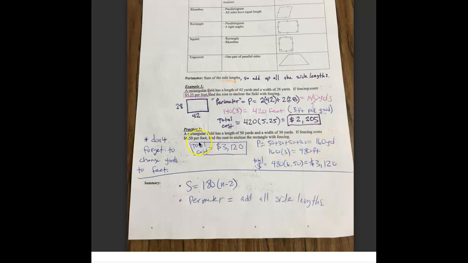And again, the price they gave me was per foot, so I have to change yards to feet by multiplying by 3. Got 480 feet, and then 480 feet times 6.50 is $3,120. So these problems are pretty basic, but definitely be careful with the feet and yards stuff.